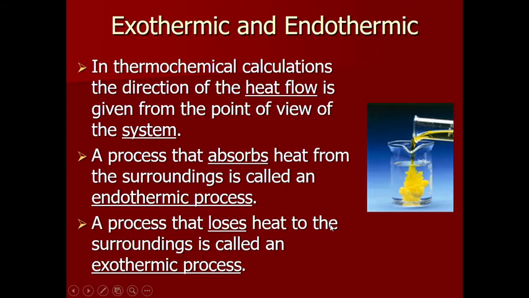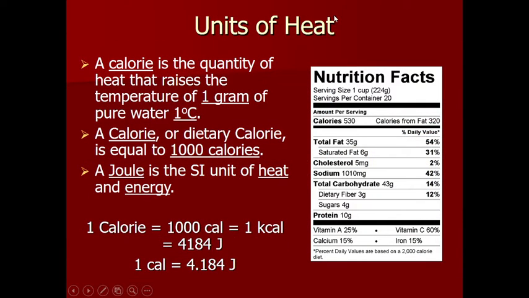So we are discussing in particular the system. By system we mean the reaction which is under study. Units of heat. Normally we use the calorie for expressing heat, but in SI units we use the joule as the unit of heat. This is the general relationship between calorie and joule. We already discussed it before: 1 calorie equals 4.184 joules. So this is all about the units of heat.